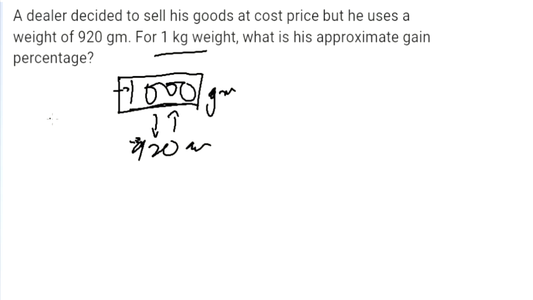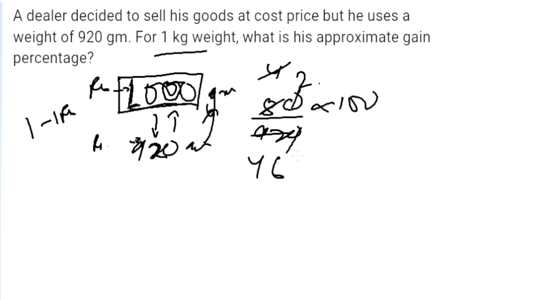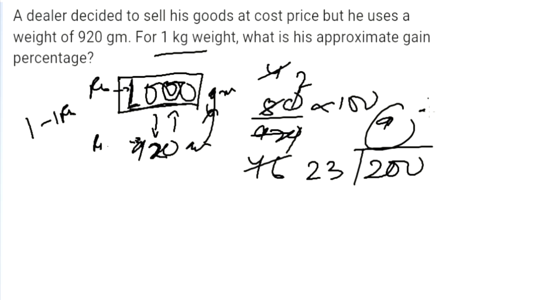For example, take 1 gram. 1 gram costs you 1 rupee. So this will be in rupees, 1000 and 920, right? So out of 1000, how much gain does he have? So 80, out of 920. So basically you divide by 920, how much will it come? Approximately 9.